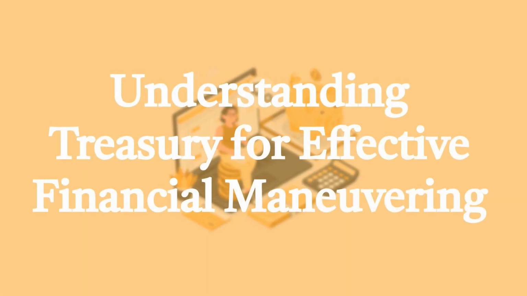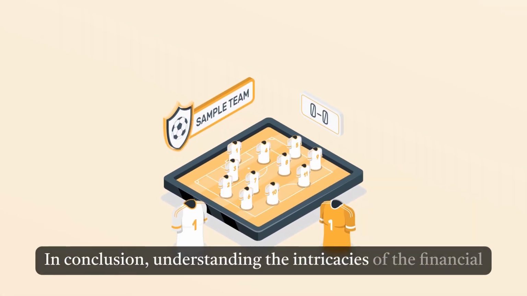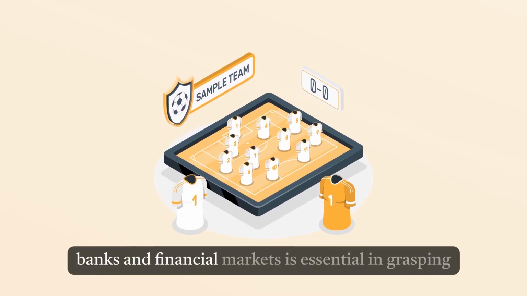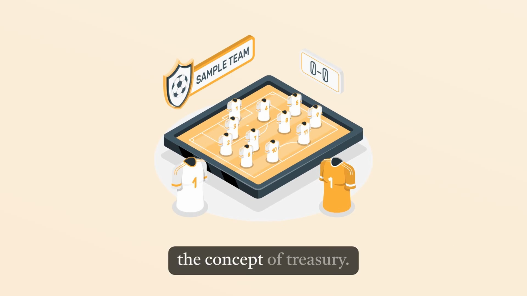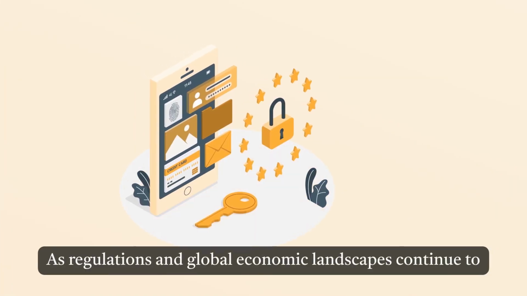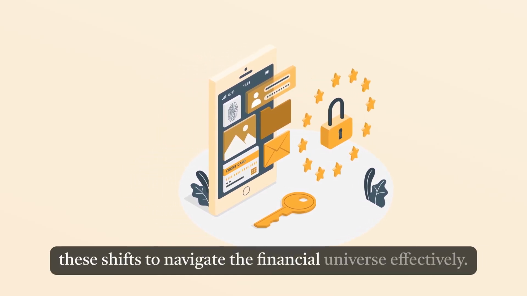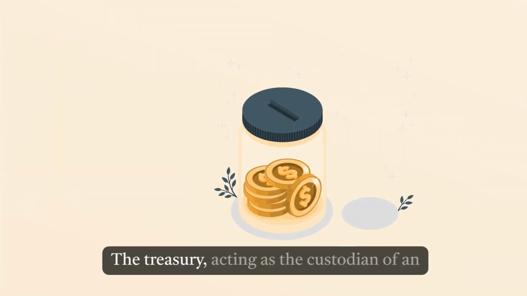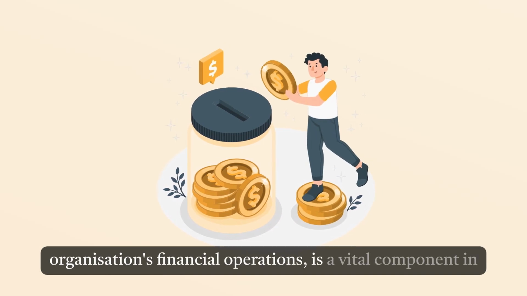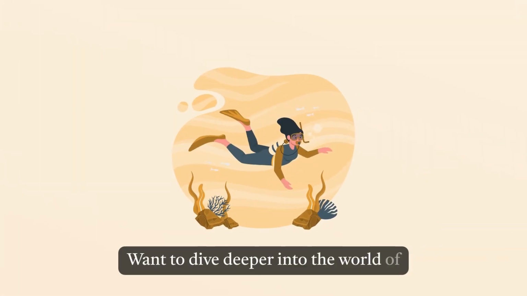Understanding Treasury for effective financial maneuvering. In conclusion, understanding the intricacies of the financial system and the role of key players like banks and financial markets is essential in grasping the concept of Treasury. As regulations and global economic landscapes continue to evolve, it is crucial to keep abreast of these shifts to navigate the financial universe effectively. The Treasury, acting as the custodian of an organization's financial operations, is a vital component in this intricate network.